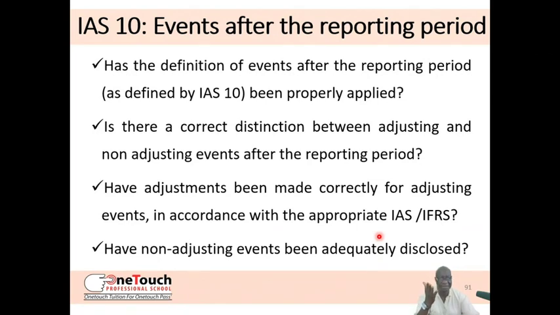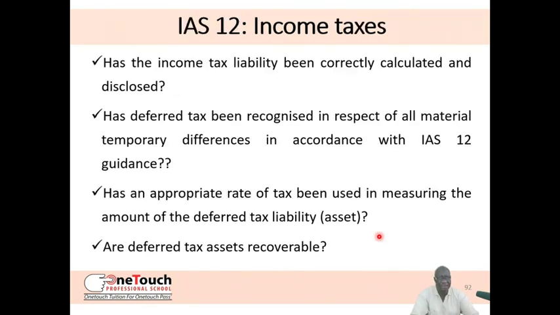Look at International Accounting Standard 10, events after the reporting period. Has the definition of events after the reporting period been properly applied? Is there a correct distinction between adjusting and non-adjusting events after the reporting period? Have adjustments been made correctly for adjusting events? Have non-adjusting events been adequately disclosed? All these things should be yes, yes, yes. Or if not, then those are the areas you have to look for.